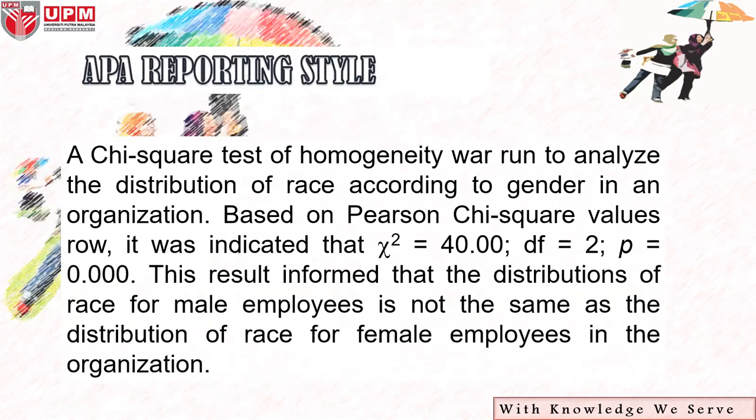So this is an example of APA reporting style. A chi-square test of homogeneity was run to analyze the distribution of race according to gender in an organization. Based on the Pearson chi-square value, it was indicated that chi-square equals 40, and the significant value equals 0.000. So this result informed that the distribution of race for male employees is not the same as the distribution of race for female employees in the organization.